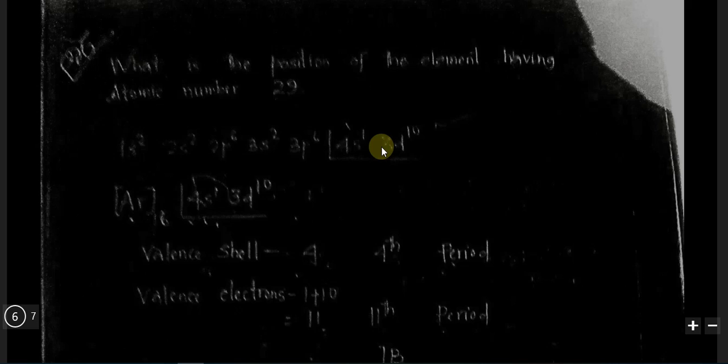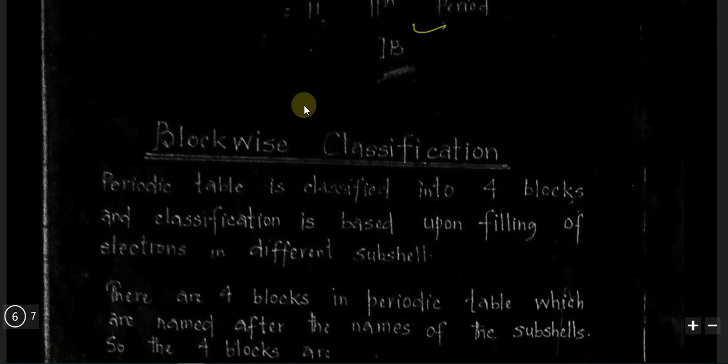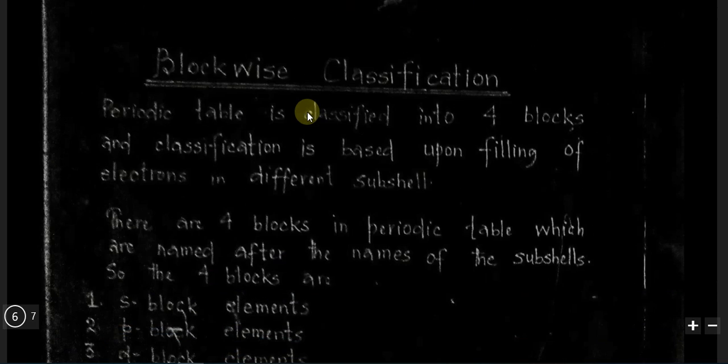What is the position of the element having atomic number 29? We know atomic number 29 is copper, so the outermost electrons are 4s1 3d10, written as argon 18, 4s1 3d10. The valence shell is 4, so it is in the 4th period, and it contains 10 plus 1, equal to 11, that is group 1B. So copper, atomic number 29, is present in the 4th period and group 1B.